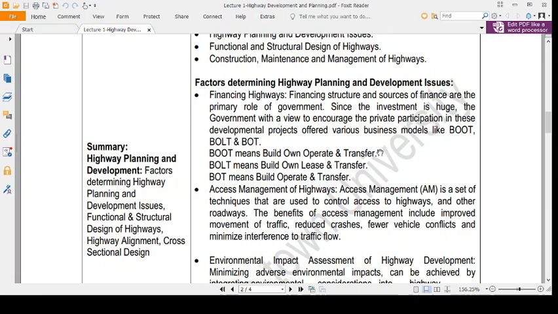Then BOT means build, operate and transfer. This is similar to the BOOT. In that case, suppose some existing facilities are there, so the government will ask some private operators whether they can lease their properties or not. If they can, the government will take over that property from the private operators by paying some money, and after some time they will hand it back to the original company. So these are the different financing models for the highways.